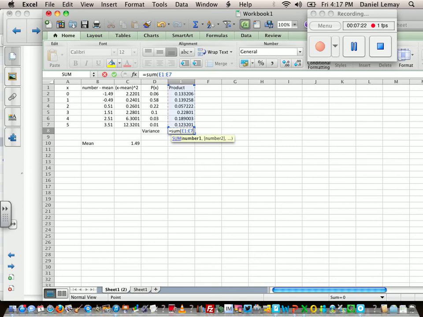Whoops, I probably shouldn't have that top. It might give me an error. Oh, we did it. It didn't. I should have just done these cells and found the sum of these cells. Okay, so that's the variance.